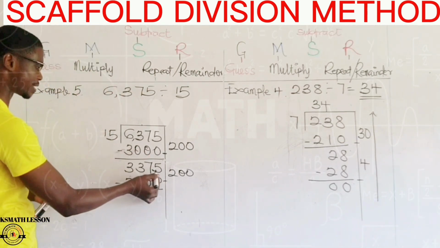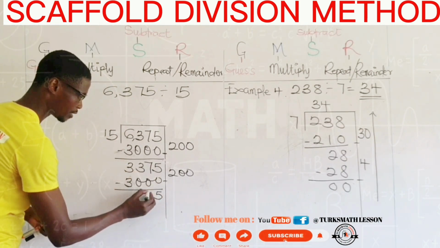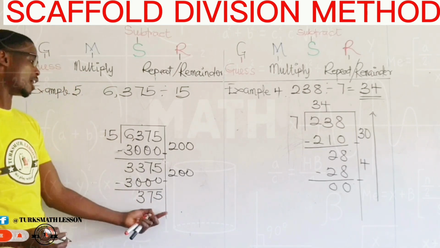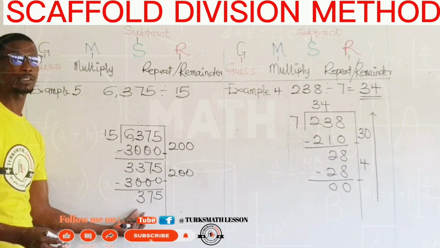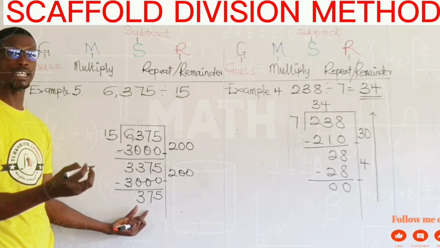So now let's subtract. 5. 5. Beautiful. 7. 7. 3. 3. Right. Now, how many digits are you going to get now? 2. Because you are left with how many digits here? 3 digits. So let's get 2 digits. 20.